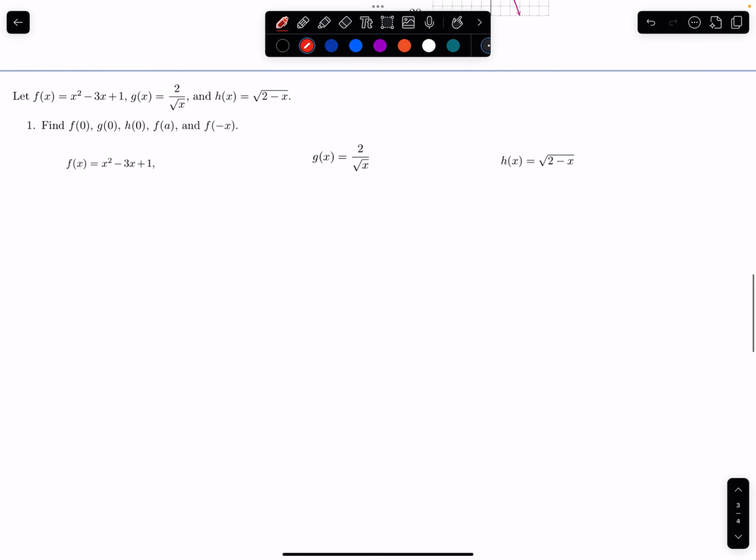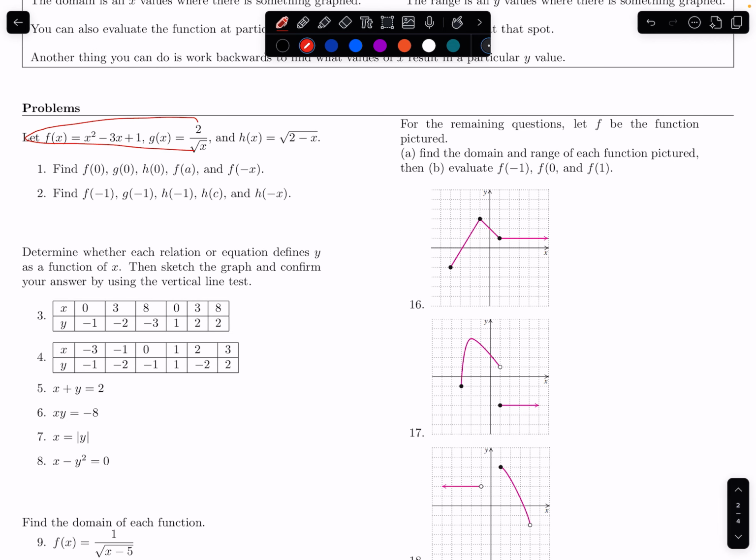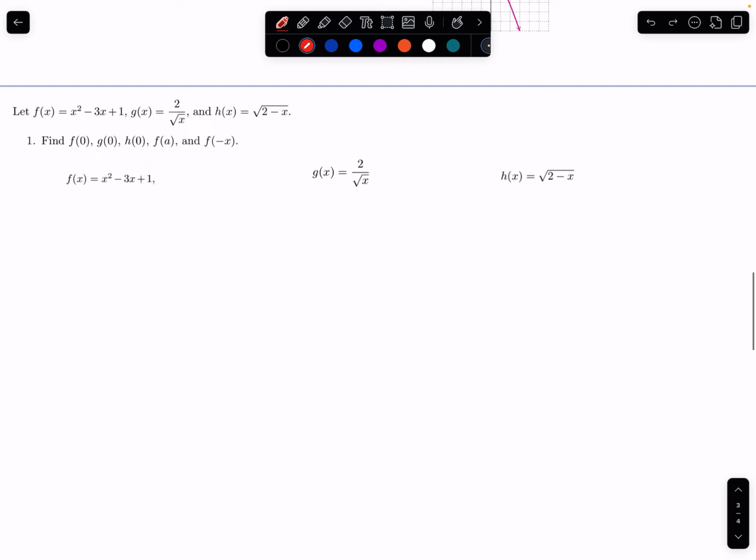So let's go down. I have it all prepared here. I learned from my previous videos to have it prepared in advance. So question number 1, this was the original question. It said, let f be this function, g is that function, h is that function. And it tells you to find f of 0, g of 0, h of 0, f of a, f of negative x. That's question number 1. Question 2 is similar, but they give you different values. Okay, so let's go. I have those copied over here.